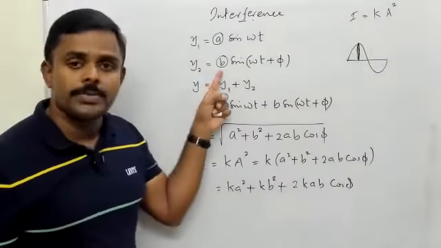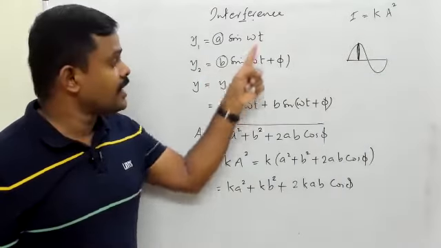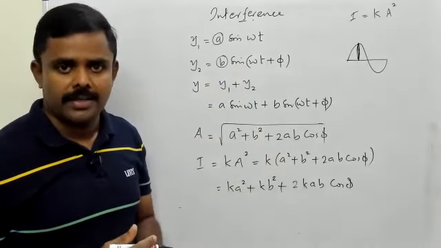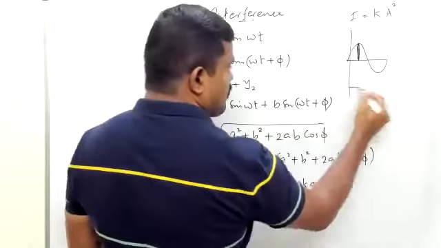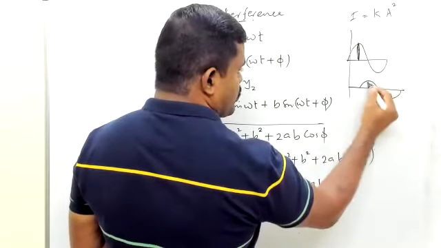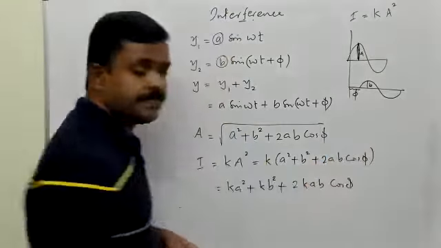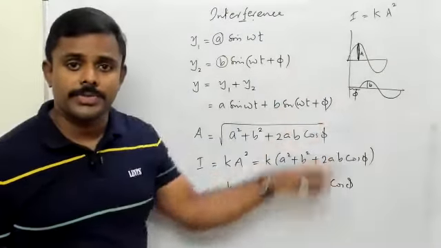Second wave has an amplitude B, and they differ in phase by phi. So they have a phase difference of phi. It looks like this second wave is starting somewhere here with a different amplitude. This is B, this is A. They have a phase difference of phi. Okay, they are going to superimpose now.